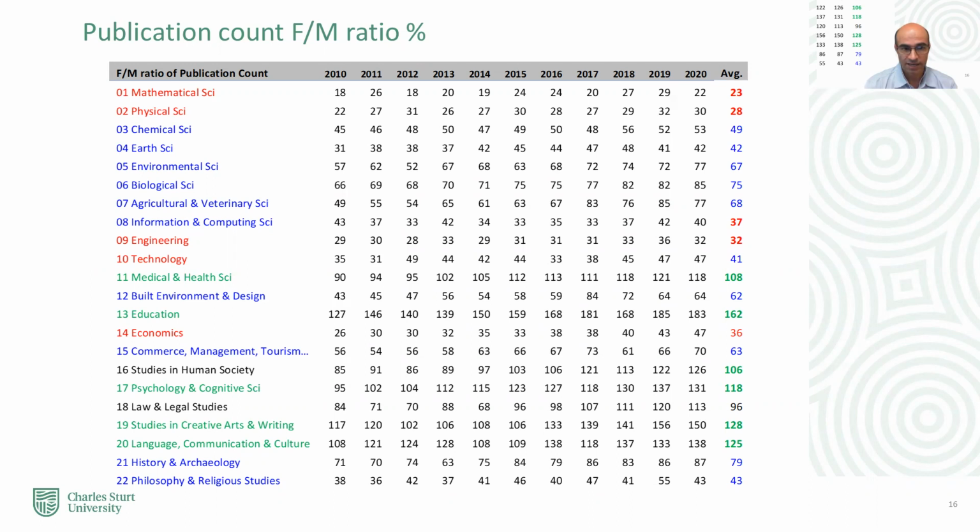So you can see fields like medical and health sciences, education, psychology and cognitive sciences, creative arts, and language, communication and culture, where there are more female first-authored papers than male. Especially in education, that is very large. But there are also fields such as mathematics, physical sciences, engineering, technology and economics, where you can see that the female ratio is very low. Those are male-dominated fields. Other fields are not a balanced distribution, but better than those red ones.